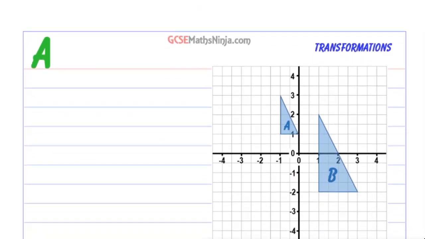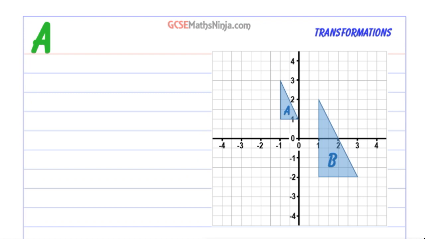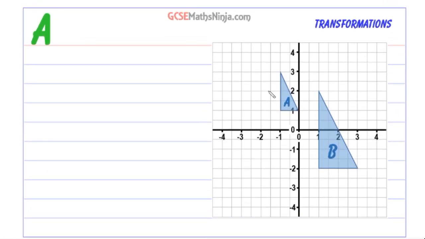Let's pop that on the answer side. So first of all, we have an enlargement. Now it's worth noting that enlargements can also go smaller as well, but in this case we are getting bigger. We've got a scale factor that's going to be greater than 1. So the next piece of information is to find out what that scale factor is.